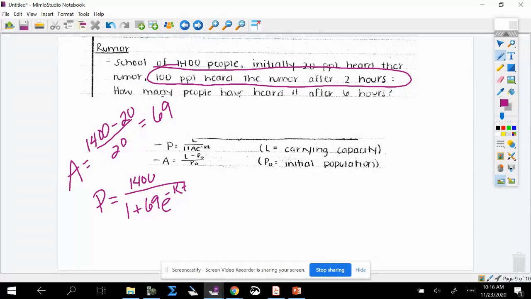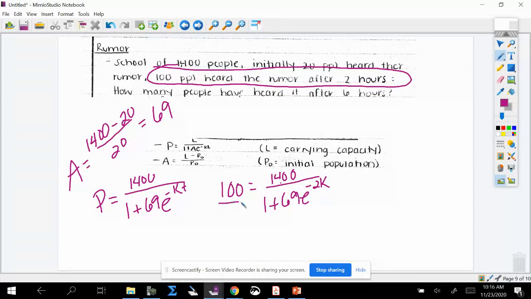We have to find a way to get K if we aren't given it directly. I know that after 2 hours have gone by, 100 people have known the rumor. So 100 equals 1400 over 1 plus 69 e to the negative 2k. We're putting 2 in for your time and 100 in for your population. Again, at this point, it's a whole lot of behind the scenes algebra. You're going to cross multiply, divide, subtract, divide, and take the natural log. It takes a while to get there, but it's all an algebraic solving of k.